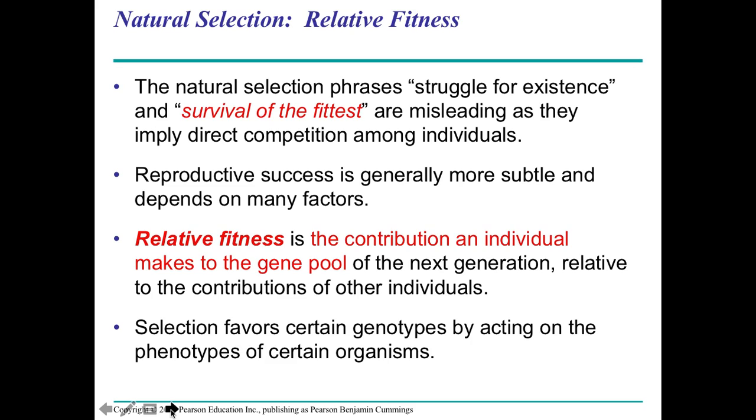So there's this thing called relative fitness, which is basically how much you contribute to the gene pool of the next generation, relative to the contributions of other individuals in that population. So the higher your relative fitness, the more babies you're going to have, basically. Your genes are going to be thrown into that gene pool more than in other individuals. So natural selection actually favors certain genotypes by acting on the phenotypes of these organisms.